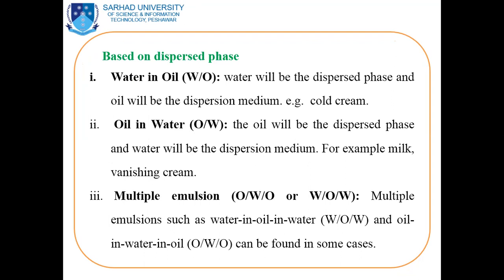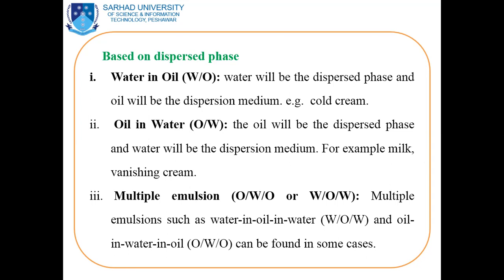There are different bases for classification of pharmaceutical emulsion. One of the bases used in classification is the dispersed phase. As I told you, the dispersed phase is also termed as internal phase. If the dispersed droplets or globules are water, then it is termed as water and oil type of emulsion. In water and oil type of emulsion, water droplets are distributed in the oily phase. The example of water and oil type of emulsion is cold cream. The external phase in the cold cream is oil. Oil is the external phase, water is the internal phase.